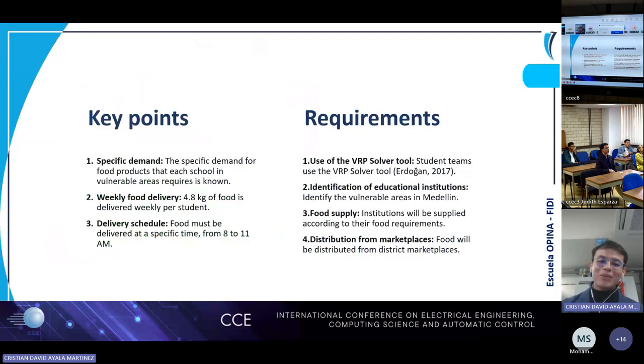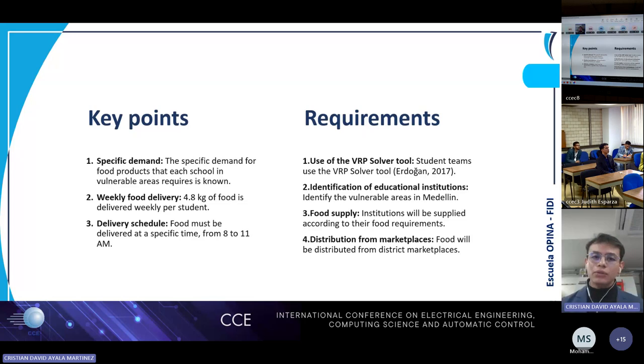It's important to keep in mind some key points for the development of the project, which are the specific demand, the quantity for delivery, and the schedule. The food must be delivered in a specific time, as in the project we talk about 8 to 11 a.m. Also, the requirement for developing the solution is to use a VRP solver tool. We as students use Erdogan's VRP solver tool, which is an Excel tool that uses an API with Microsoft Bing Maps. And this tool helps us to share some proposal routes.